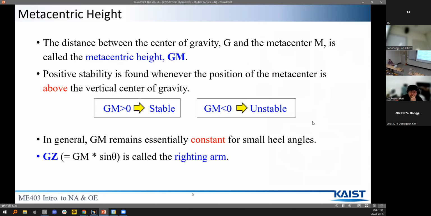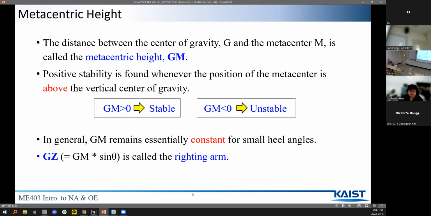After understanding the metacenter, let's learn about the metacentric height, the distance between the center of gravity G and the metacenter M, called the metacentric height GM. Positive stability is found whenever the position of the metacenter is above the vertical center of gravity. That is, if GM is positive, it is stable, and if GM is negative, it can be said to be unstable.